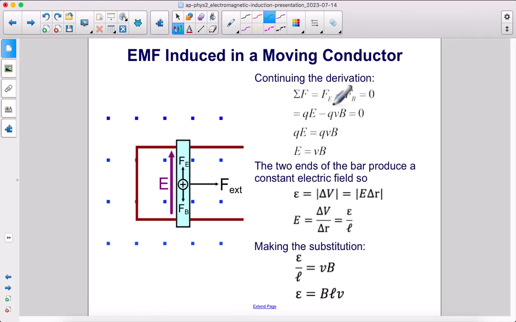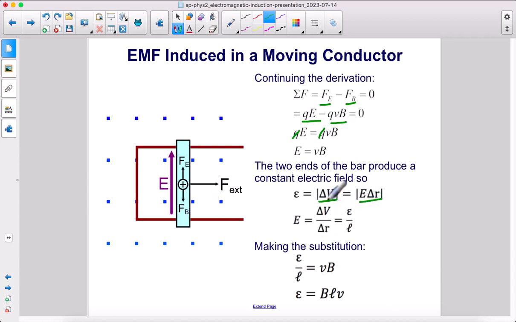Continuing the derivation, we have the electric force is going to have to be equal to the magnetic force. Well, the electric force is qE. The magnetic force on a moving charge is qvB. Therefore, we set those equal to each other. The q's cancel, and the electric field is going to be equal to vB. The two ends of the bar produce a constant electric field. So we have that the voltage difference between them is E times delta r, which is the distance between the bars. This is for a uniform electric field.